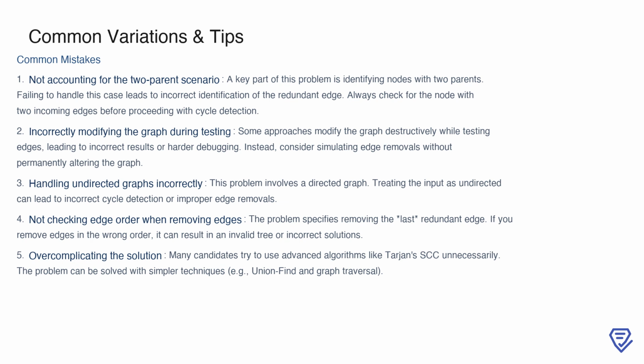Next, be cautious about how you modify the graph during testing. Some approaches destructively remove edges, which can make debugging harder or lead to incorrect results. Instead, simulate edge removals temporarily without permanently altering the graph structure. It's also important to remember that this is a directed graph problem. Treating the input as undirected can result in improper cycle detection or edge removal. Another pitfall is failing to respect the problem's requirement to remove the last redundant edge. Removing edges in the wrong order can invalidate your solution or produce an incorrect tree.